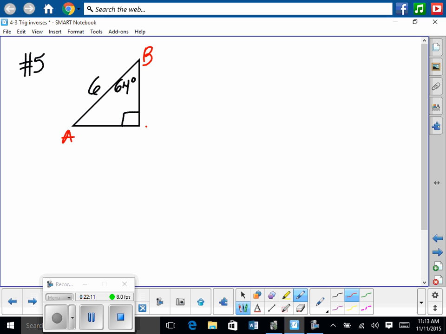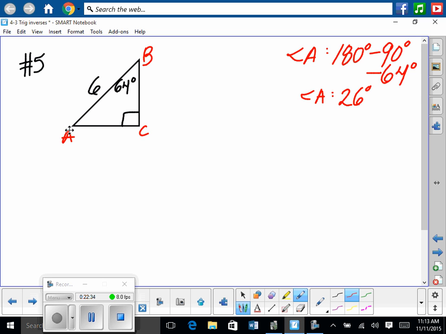So first thing I'm going to do is find angle A. I go off to the side and I find angle A. Do you understand? You take 180 degrees because all 3 angles of a triangle add up to be 180. 180 minus 90 minus 64. So angle A is equal to 26 degrees. I'm going to pause there. Does everybody understand how to find all the angles of a right triangle?